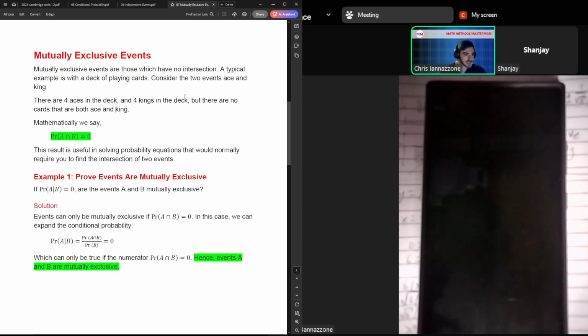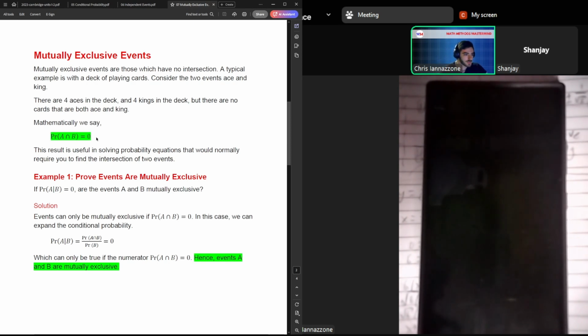As far as an example in real life, it could be a deck of playing cards. So we have the event ace and the event king. These are two separate things that cards could be. There is no intersection between those, though. You cannot have an ace of kings. So mathematically, the intersection of ace and king would be 0.